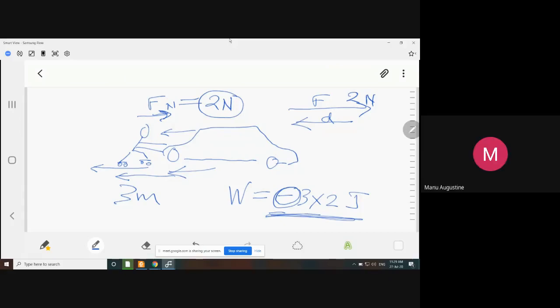But if the question asked of you is what is the work done by the human, in that case your answer should be it is minus 6 joules done by the man, or in reverse you can say it is plus 6 done by the car.